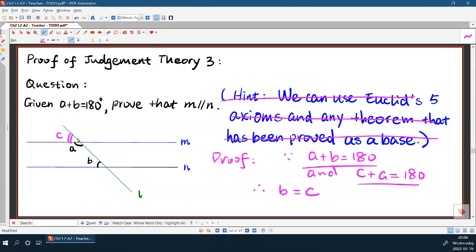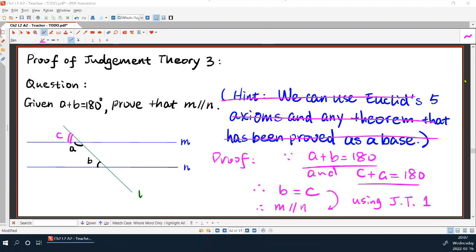Yeah. Okay, because B and C are corresponding angles, and according to Judgment Theorem 1, if corresponding angles are congruent, that means the two lines here are parallel to each other, right? So from this step to this step, we're actually using Judgment Theorem 1 again. Okay, any questions? No.